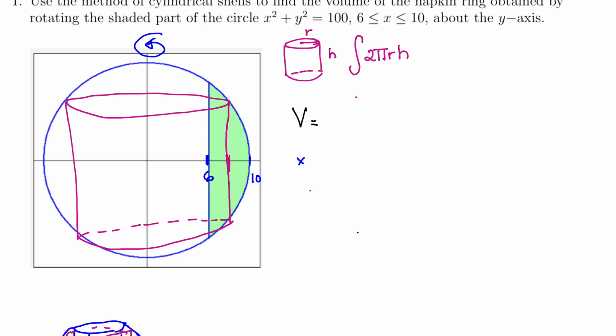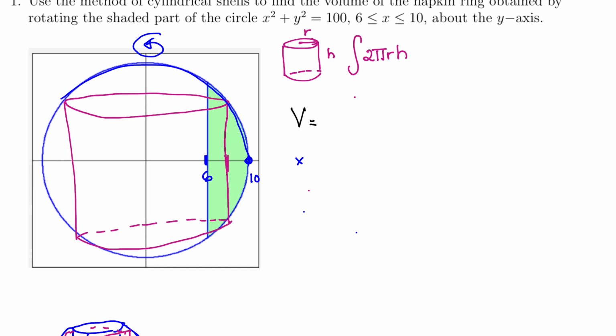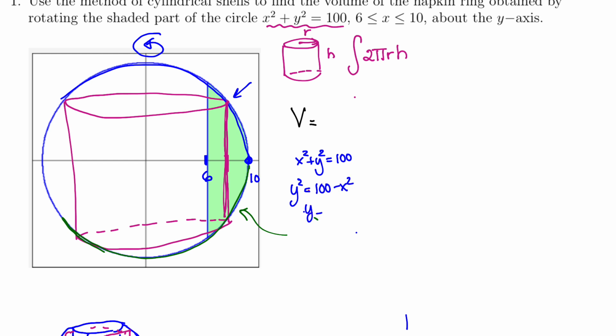I'm going to wander and see how you guys are. We've got the top function, and then we've got the bottom function, which is a different curve. To get the height, we have to go between those two. They're both going to come from x squared plus y squared is 100. If I want to solve for y, I get y is plus or minus the square root of 100 minus x squared. So positive on top and negative on the bottom.